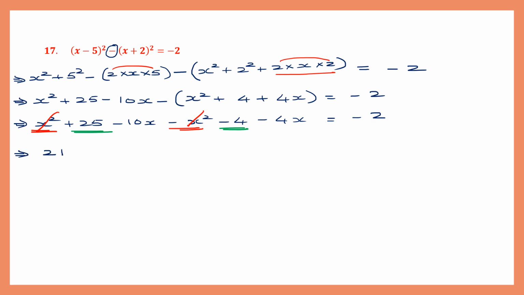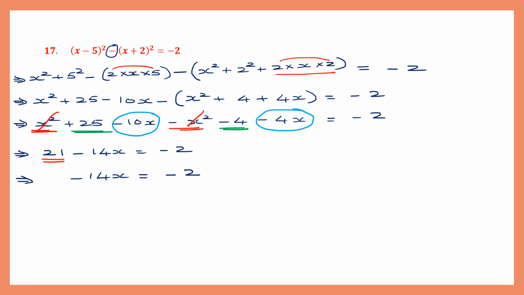And then let's see what we have next. We have -10x and we have -4x. That is -10 minus 4, which is -14. -14x is equal to -2. Now let's keep only -14x here. On the other side we have -2, and we're going to transpose this 21 to the other side. It becomes -21. So here what do we have? -14x is equal to -23.